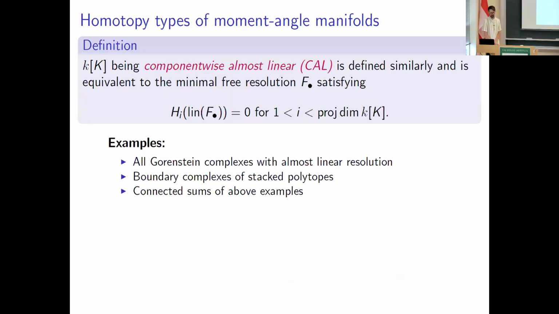And then same thing, if your missing faces aren't all in the same degree like this, you can talk about sequential Cohen-Macaulayness or component-wise linearity. So now call a simplicial complex component-wise almost linear if, well, the easier way to say it, this isn't the usual way to define it, but it's the same as saying that the linear part of the minimal free resolution is acyclic in the middle.